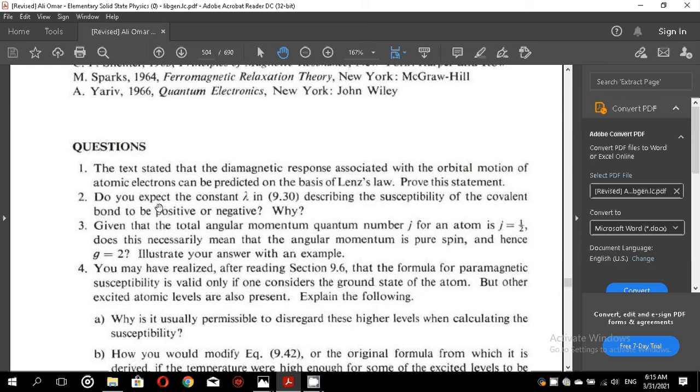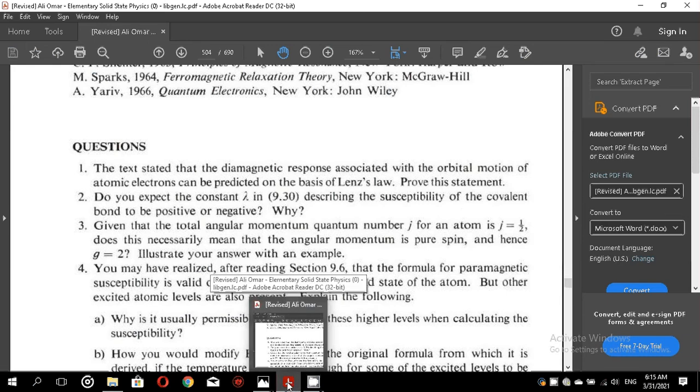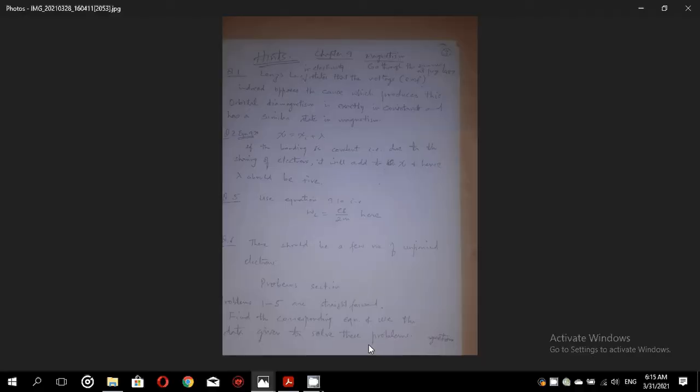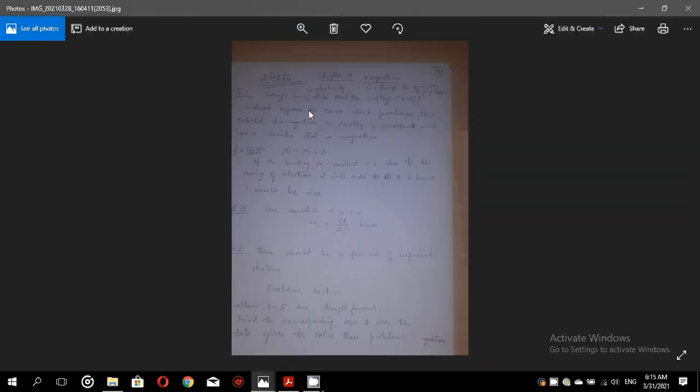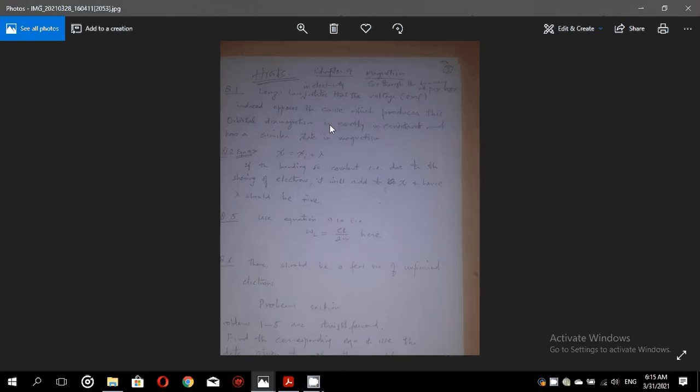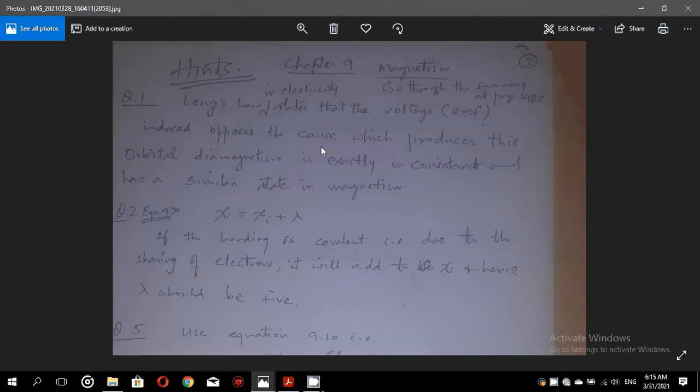So question number 1, the text stated that the diamagnetic response associated with the orbital motion of the atomic electrons can be predicted on the basis of Lenz's law. Prove this statement. So go to the page number 3 of my notes. So here I have discussed this.